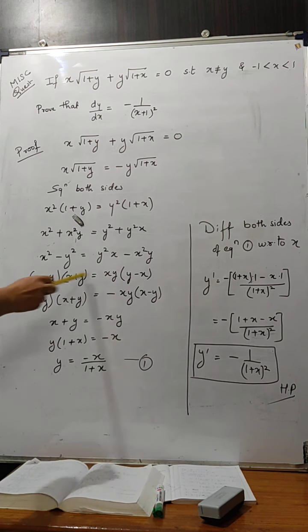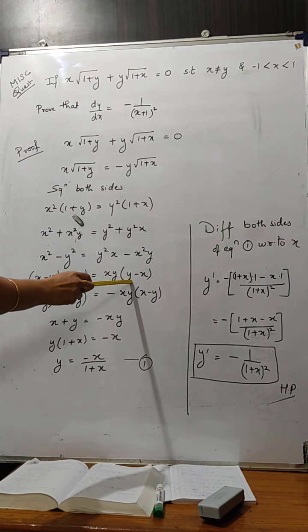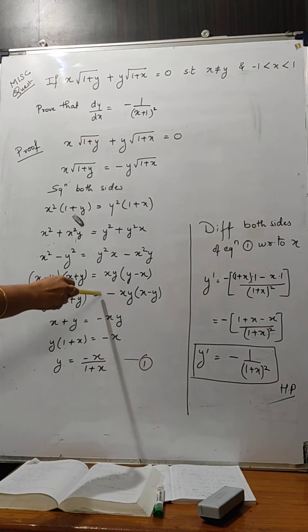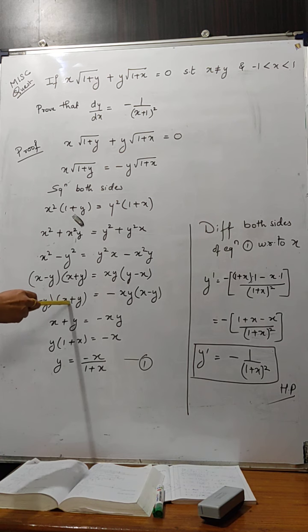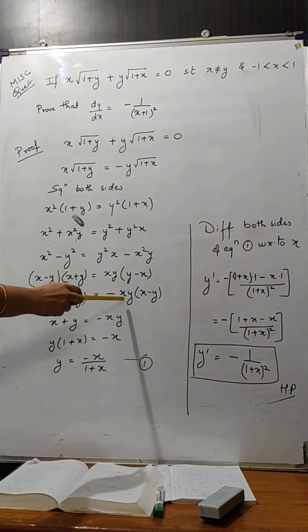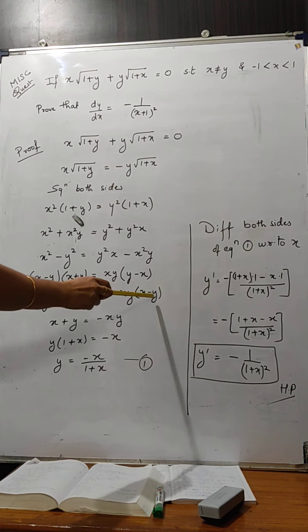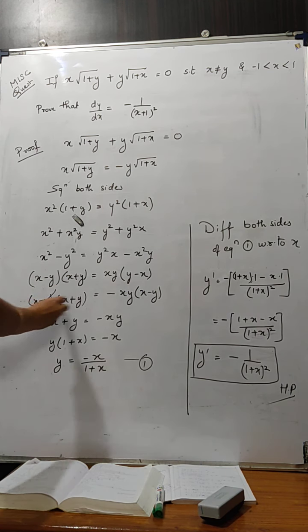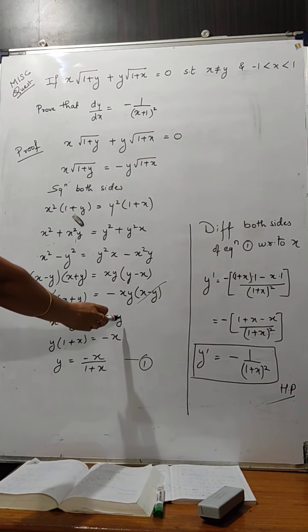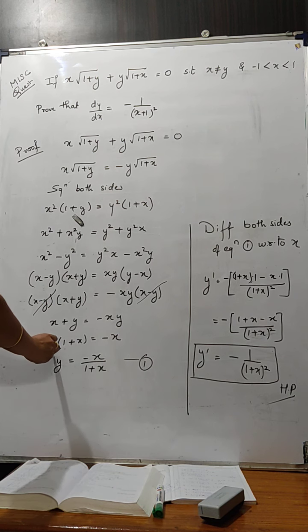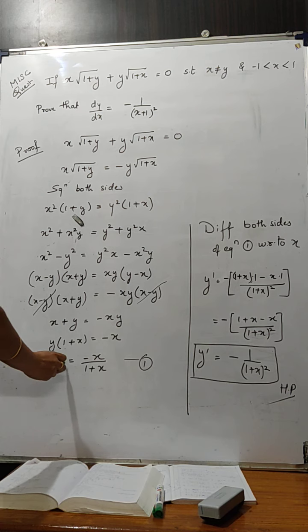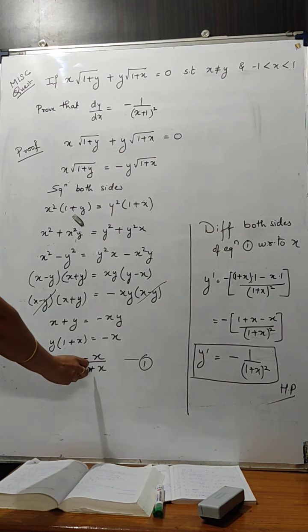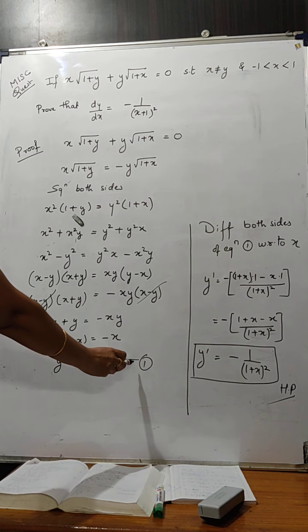Now since we are having x minus y here and here we are having y minus x, so taking minus common, we can make the function like this: x minus y into x plus y equal to minus xy into x minus y. Now we can cancel this and this function, so we will be getting x plus y equal to minus xy. After solving we will be changing the function as y equal to minus x upon 1 plus x. This we will be writing as equation number 1.